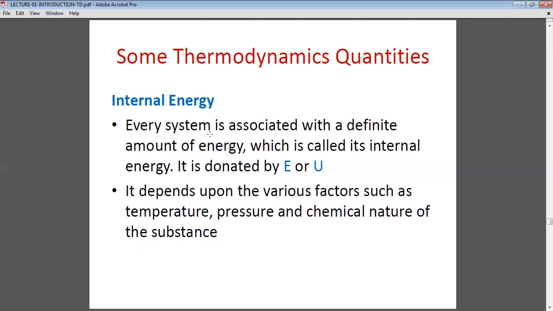So every system we have taken is associated with a certain amount of energy, which we call the internal energy of the system. Internal energy depends on several factors. First, it depends on temperature, next it depends on pressure, and also it depends on the chemical nature of the substances. So that internal energy is an extensive property of the system.